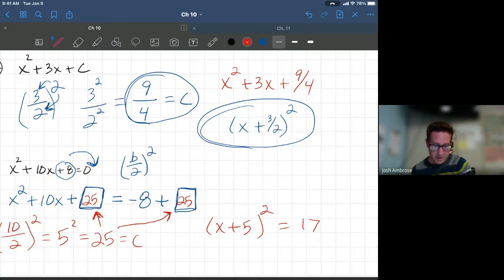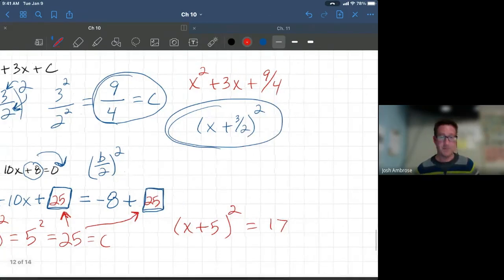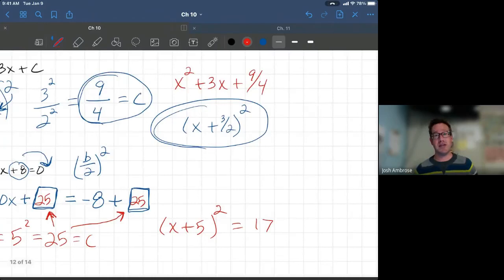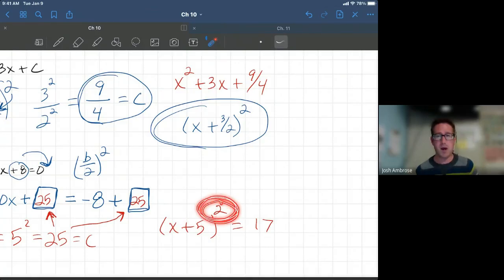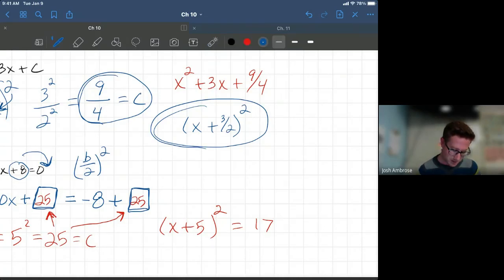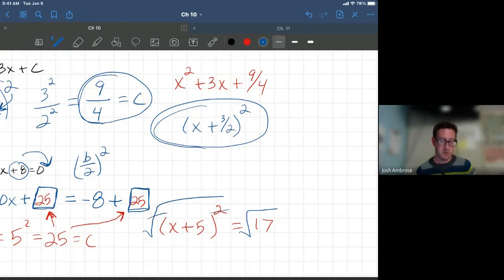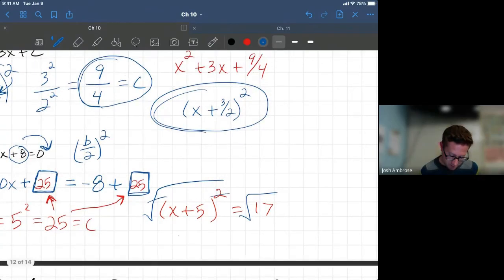Now, that right there, we can solve. We can go further into this problem. Let's think about it. How do we get rid of a square? By taking the square root. So we must take the square root of both sides. What's this going to do? Cross out the square root with the square, leaving us with x plus 5 equals the square root of 17.